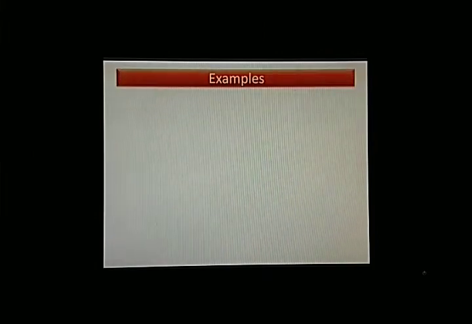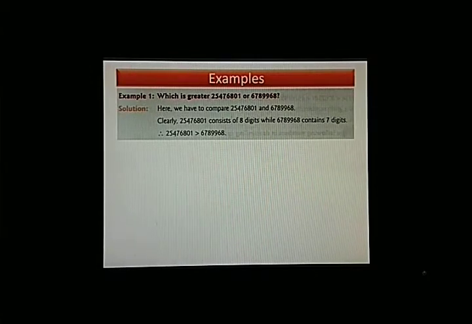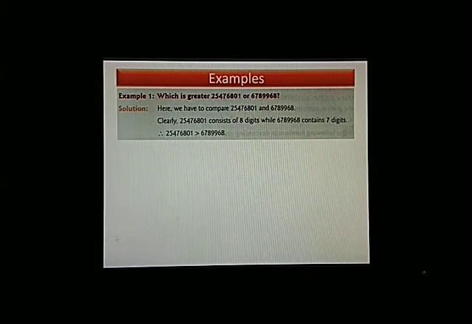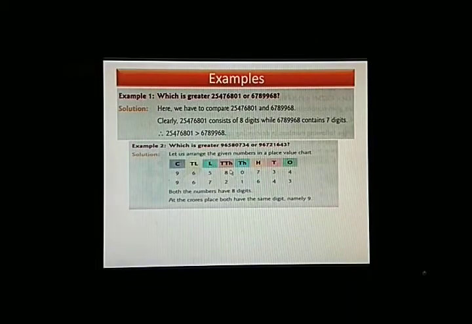Now moving on to some examples. So which number is greater? This or this? Here also we can use the rule and we can easily find out. By using the rule number 1 only we can find out, since this number has 8 digits and this number has 7 digits. So obviously this number will be less than this number. Clear? Now example 2. Here also same thing.